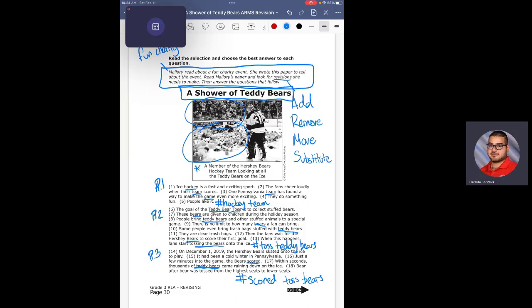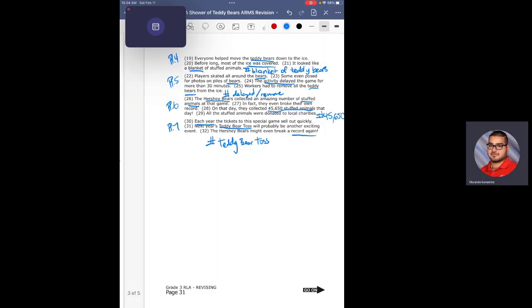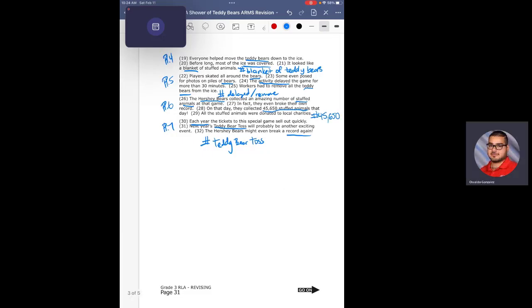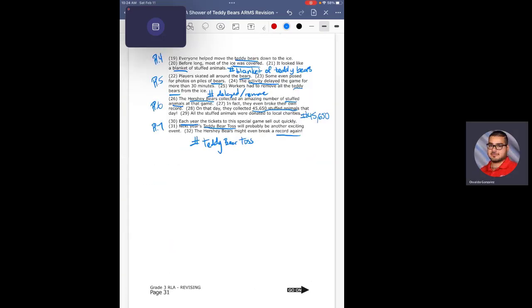In paragraph 2, fans toss teddy bears. In paragraph 3, when the team scores. Paragraph 4, they shower, same as the title, they shower the ice with a blanket of teddy bears. It takes a long time for all the bears to be removed because there's 45,600 stuffed animals on the ice. And again, the teddy bear toss is a great event. That's how it ends in paragraph 7.